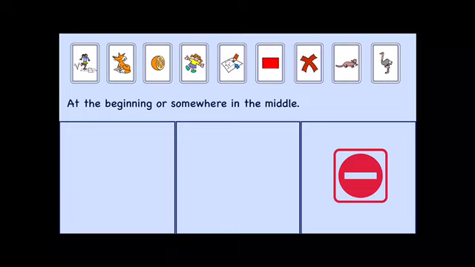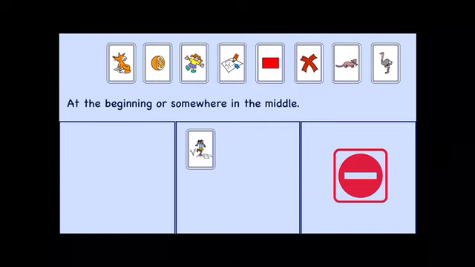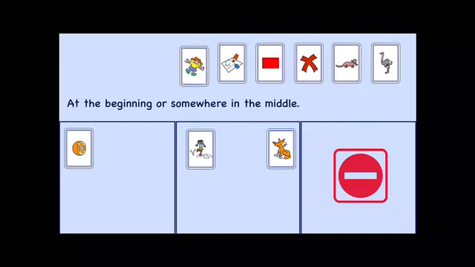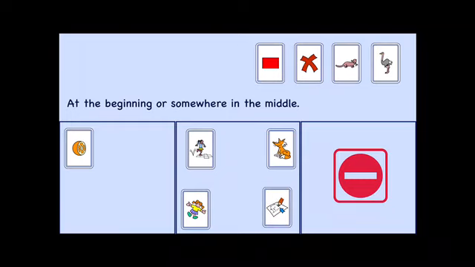Hop. O was somewhere in the middle. Fox. Somewhere in the middle again. Orange. Right at the beginning. Doll. Middle. Dot was in the middle as well.